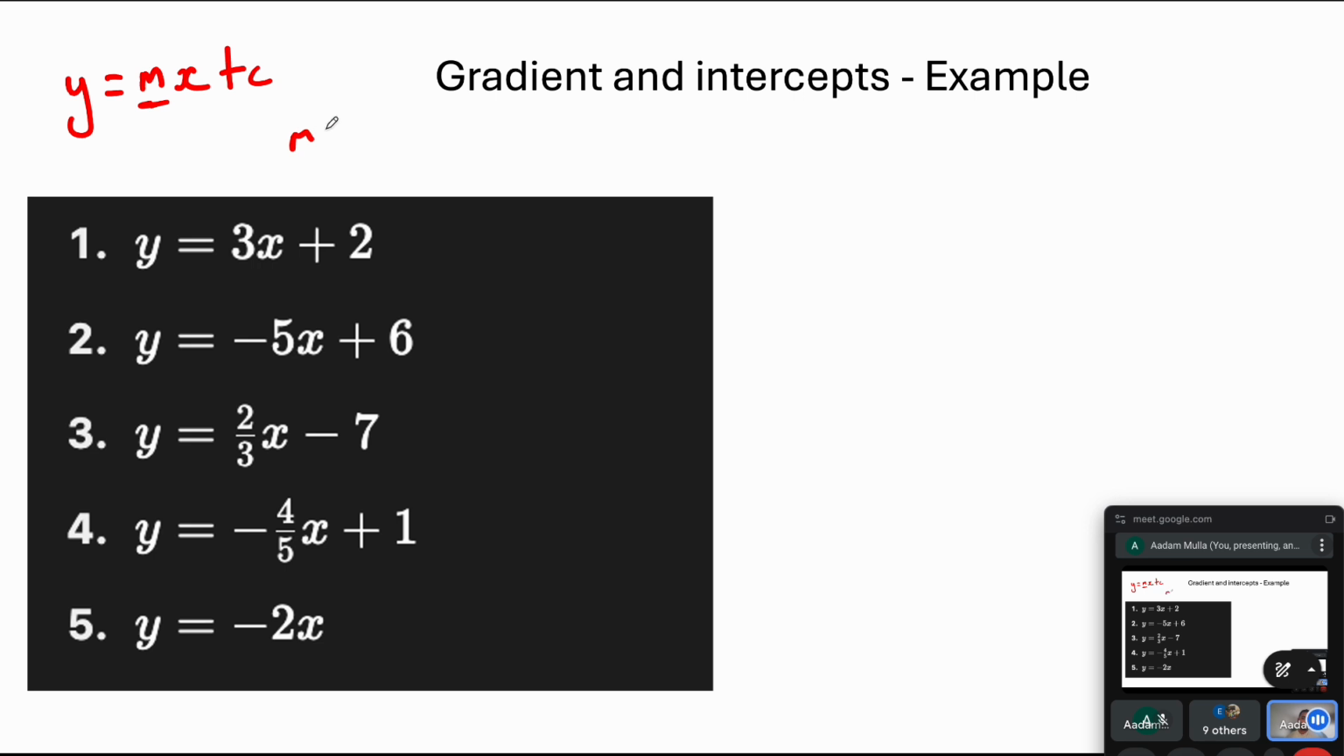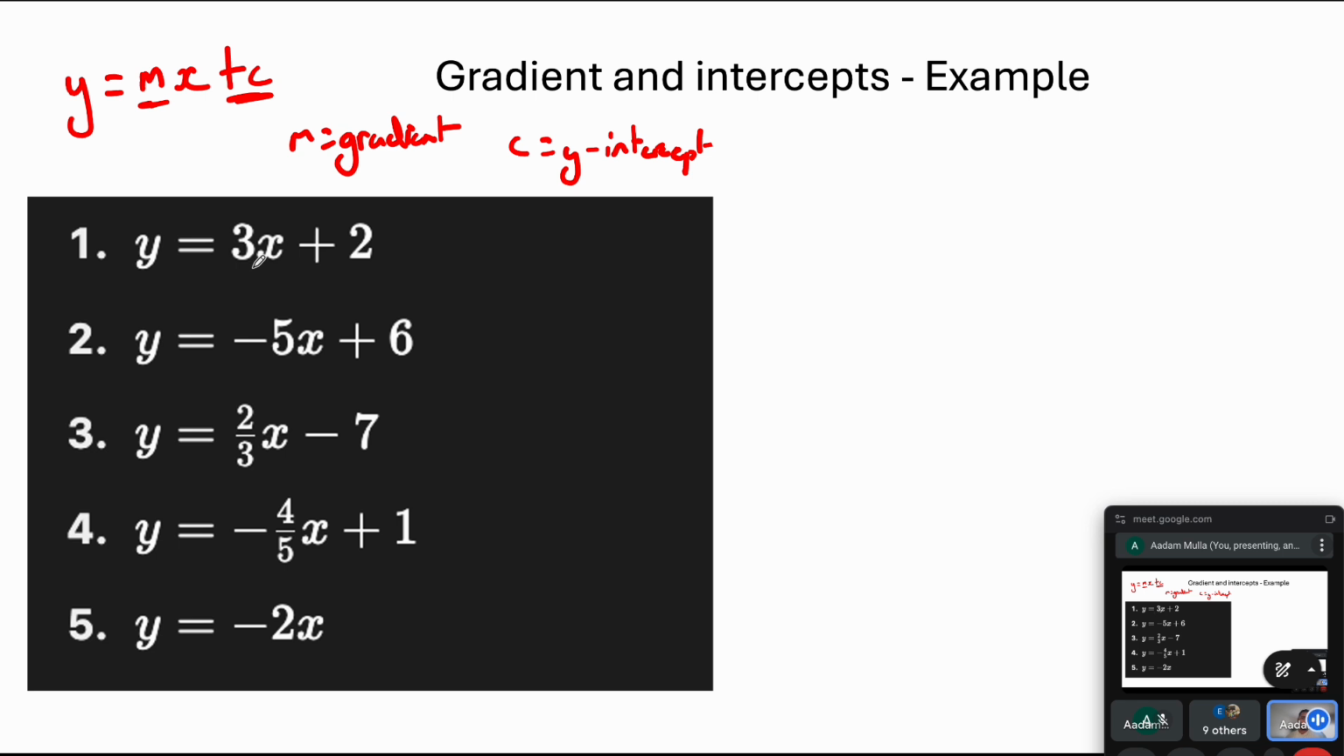We call m the gradient, and that just tells you how steep the line is. So if you've got a positive gradient, it's going up. If you've got a negative gradient, it's going down. And this c value is just telling you the y-intercept, so that's very important. Get a lot of questions asking you about these. So I'm just going to use these as examples.